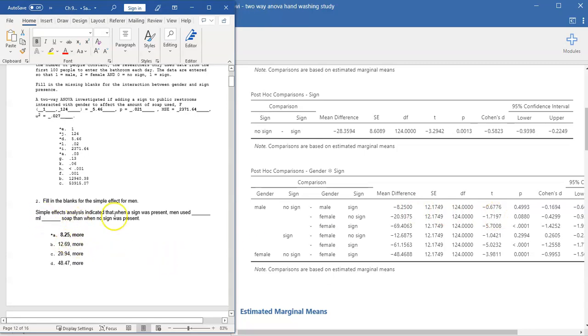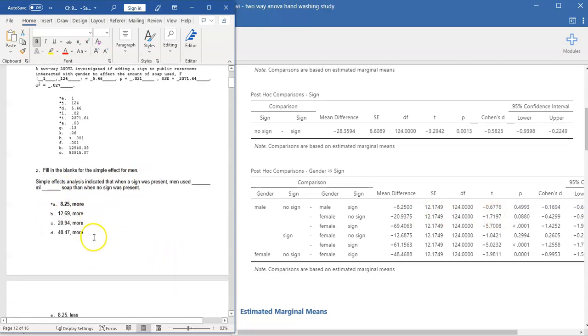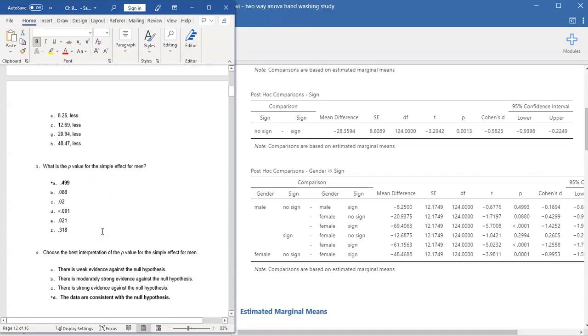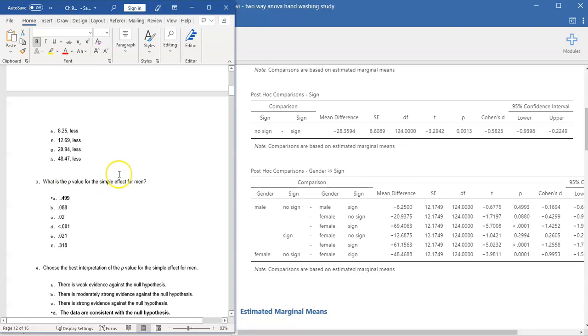And that's how you fill those blanks. And then the next one is asking you to interpret the p-value for that effect, right? So is the difference of 8.25 milliliters large enough to be unlikely to be due to sampling error? And this p-value suggests no, it's pretty likely to be due to sampling error.